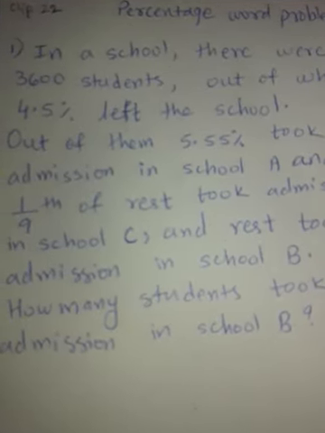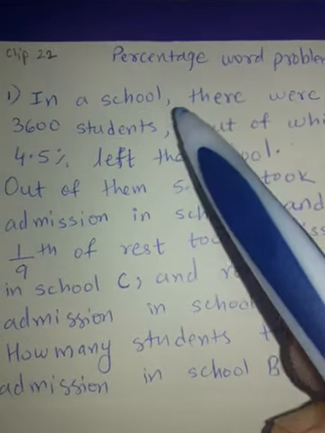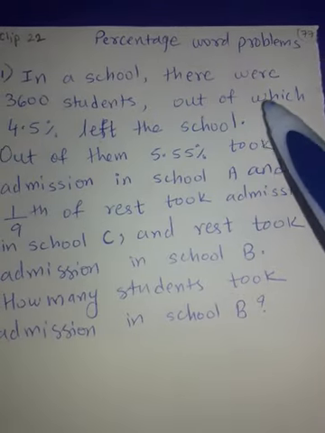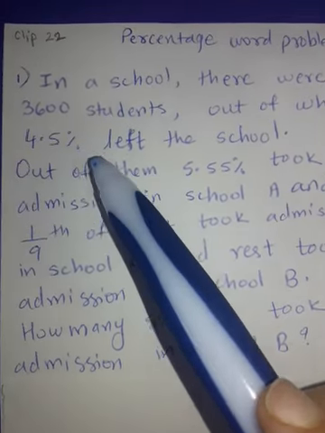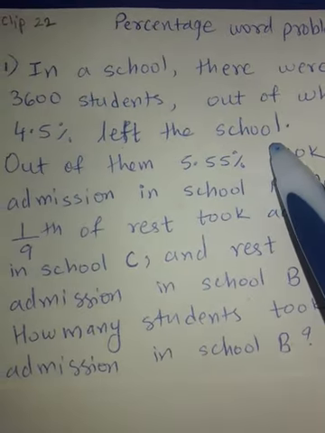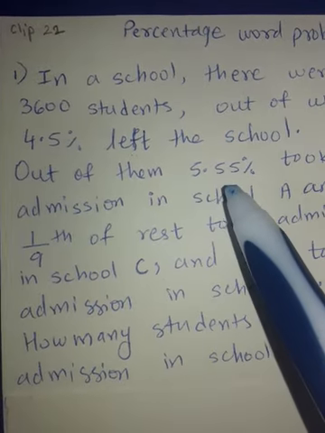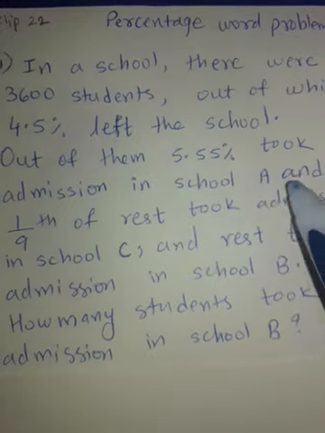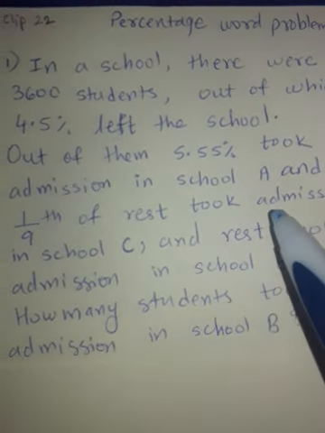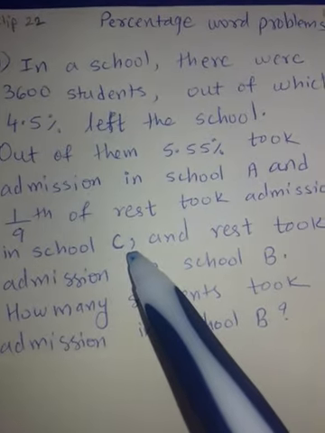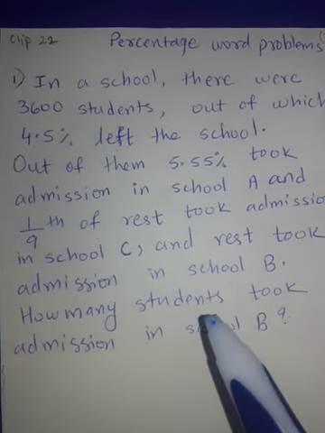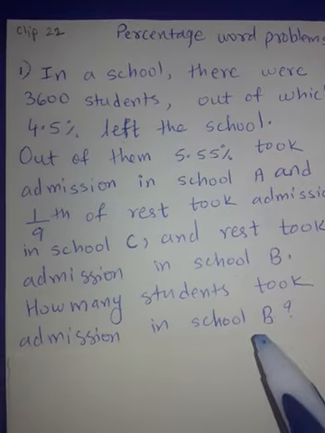So let's start. In a school, there were 3,600 students, out of which 4.5% left the school. Out of them, 5.55% took admission in school A and 1/9 of the rest took admission in school C. And the rest took admission in school B. How many students took admission in school B?